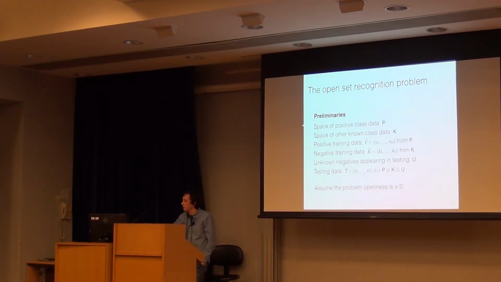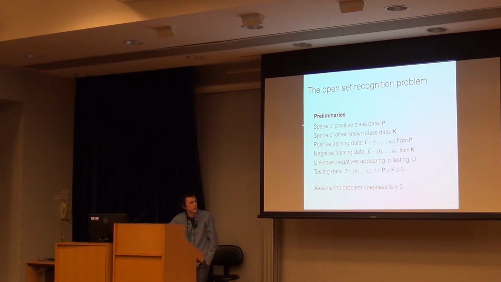Okay, so open set recognition, the preliminaries. The space of positive class data would be P. The space of other known class data we're going to call K. The positive training data we'll say is V hat, and that's going to be drawn from P. The negative training data is K hat, and that's going to be drawn from K. And then we're going to have some unknown negatives appearing in testing, which we'll call U.